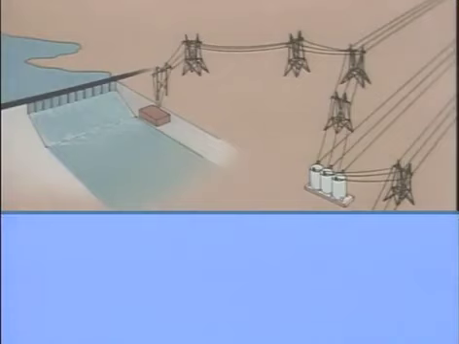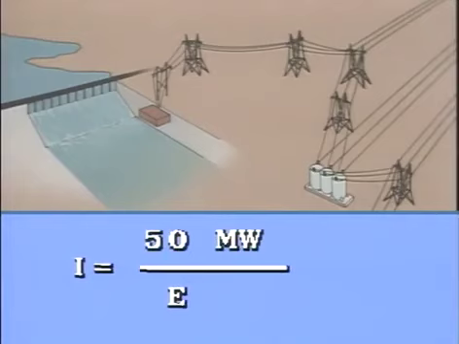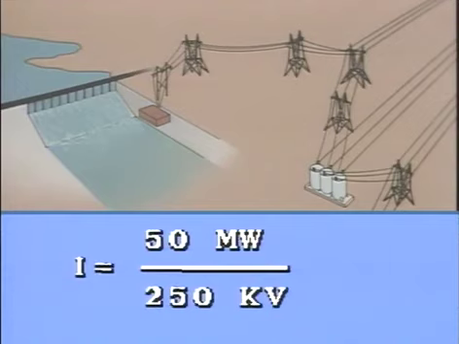Let's find the current for the 250 kilovolt system first. We'll use the power equation, P equals E times I, and rearrange it to solve for current. I equals P divided by E. Substituting the known values for voltage and power, the equation reads I equals 50 megawatts divided by 250 kilovolts.